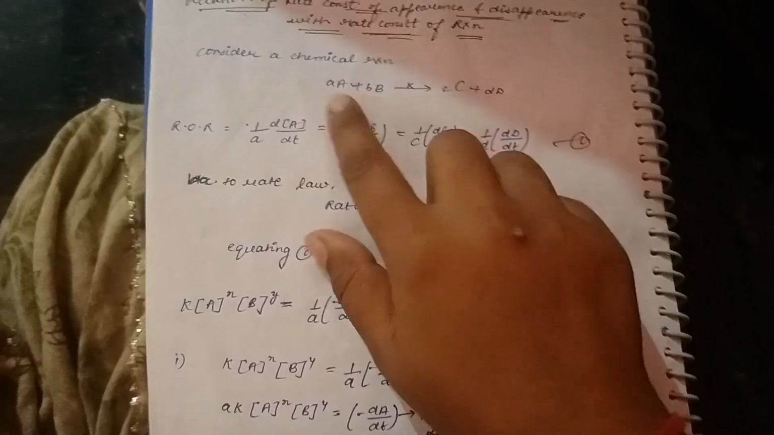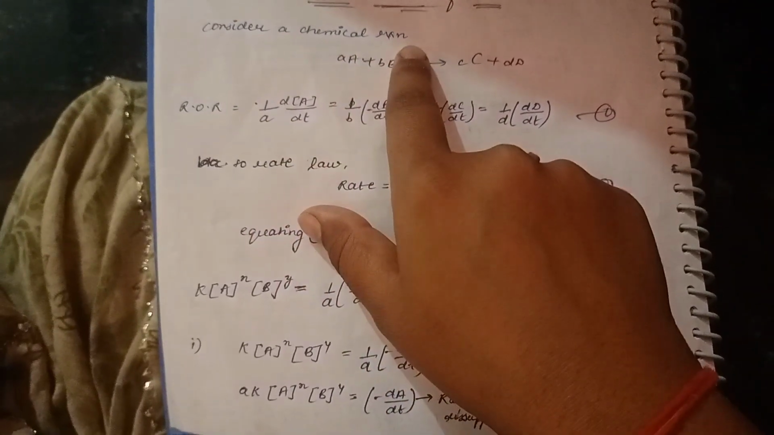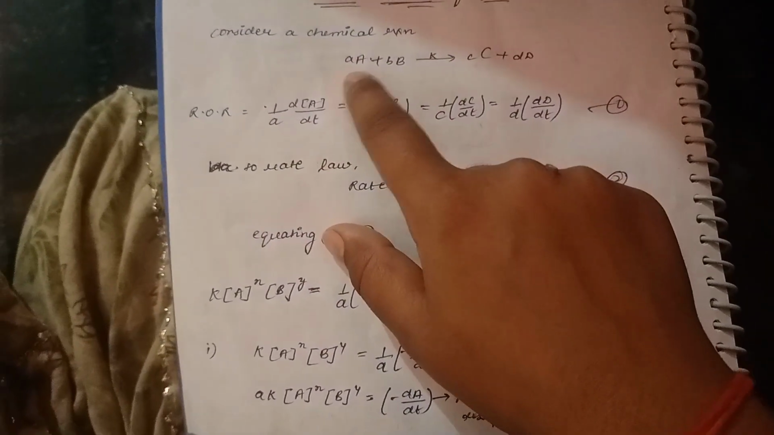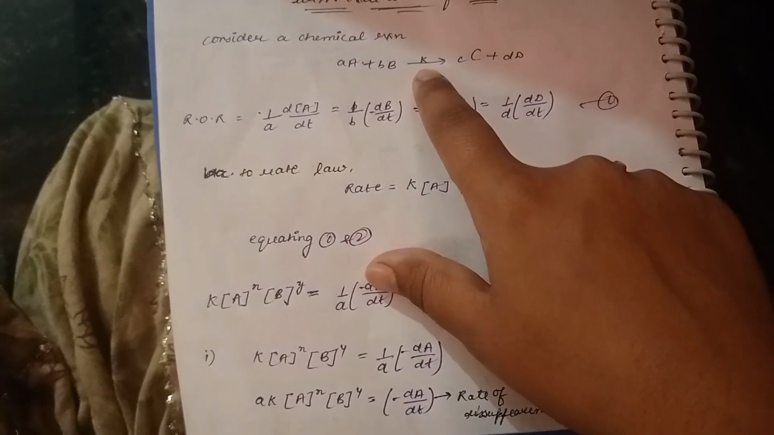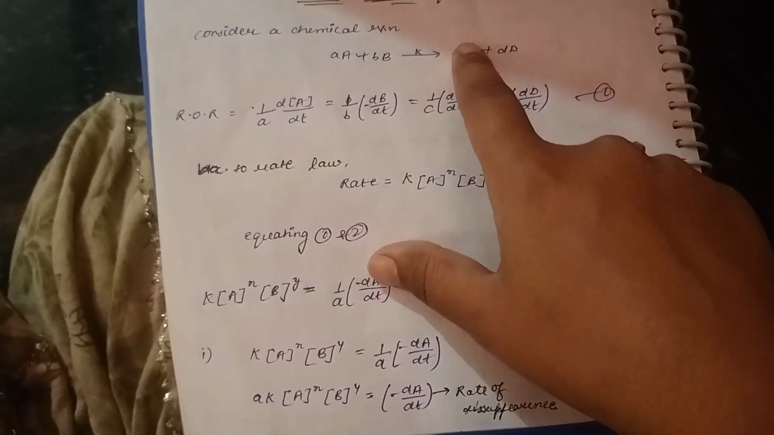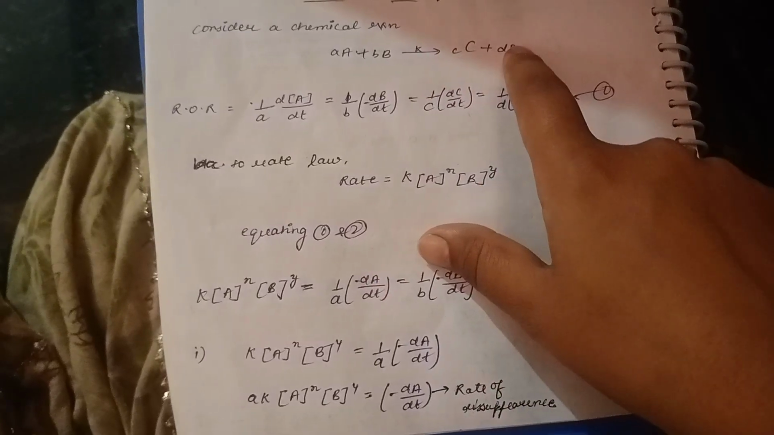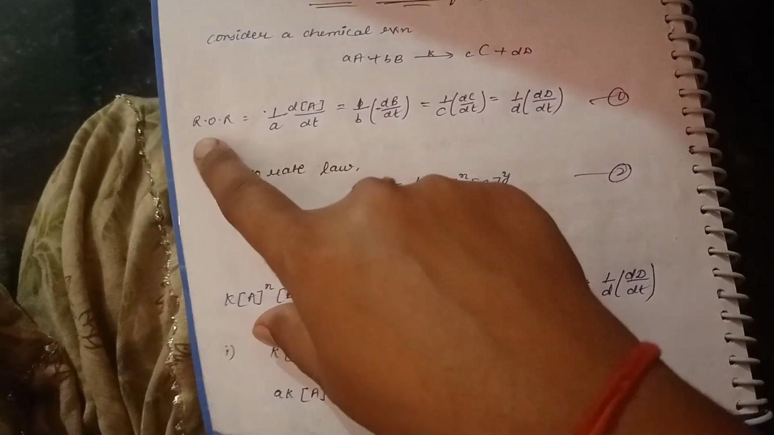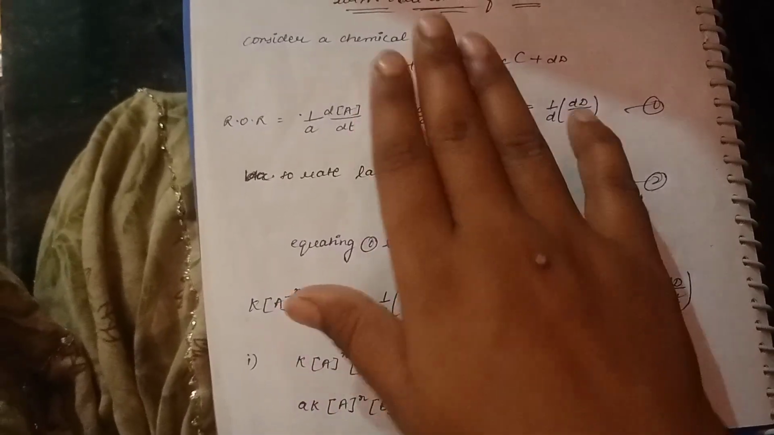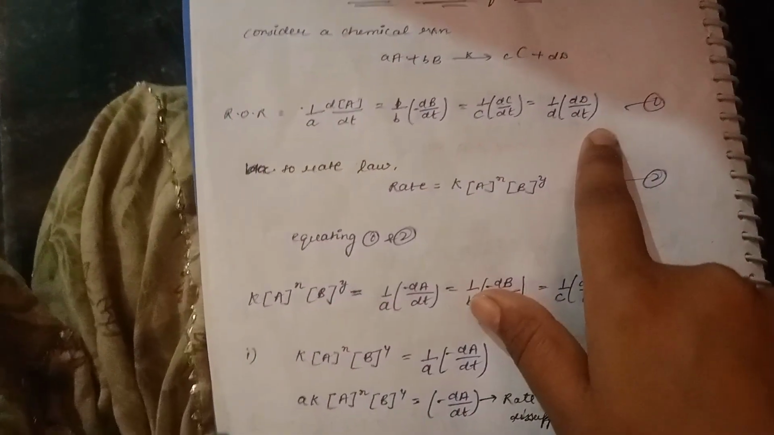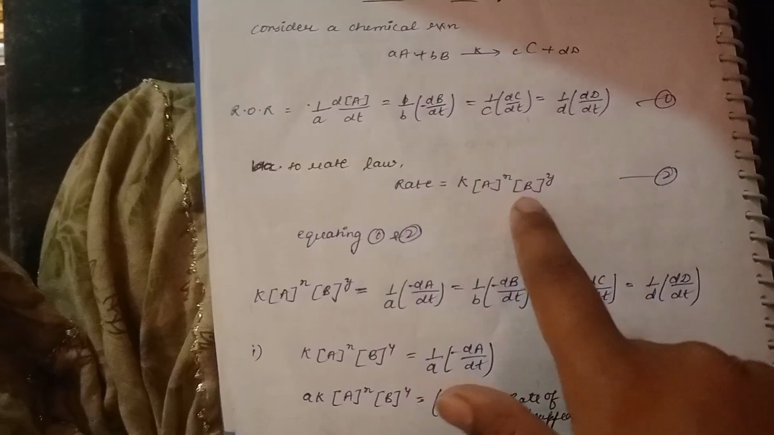And here you can see I have given some notes to you. Here I am considering a chemical reaction with the stoichiometric coefficient a of A, b of B, and its rate constant is K, and c of C and d of D. How can we write the rate of reaction? This is the way of writing it. According to the rate law, I can also write it like that.